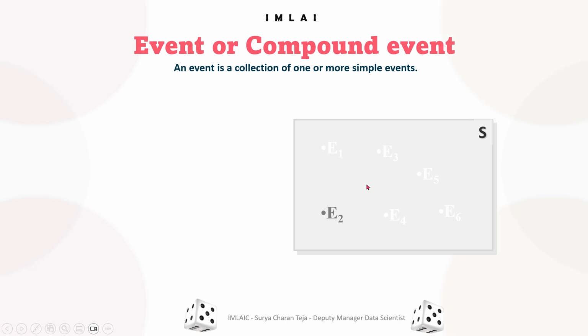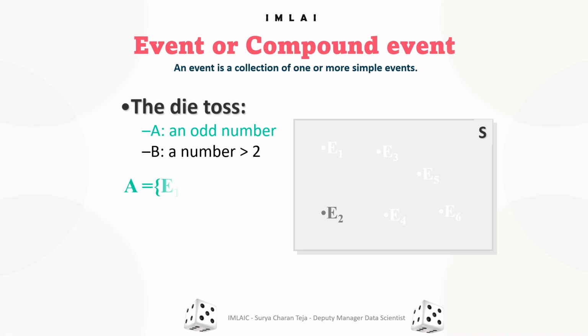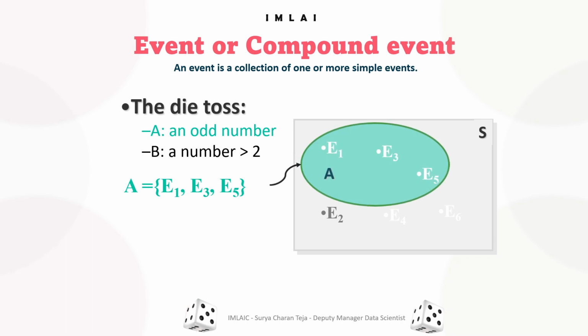Now, an event can be simple, meaning it consists of a single outcome. Simple means it can consist of only a single outcome. Here you have only a single outcome. When you roll a single die, you will have a single outcome. Or it can be composed of multiple outcomes, known as a compound event.